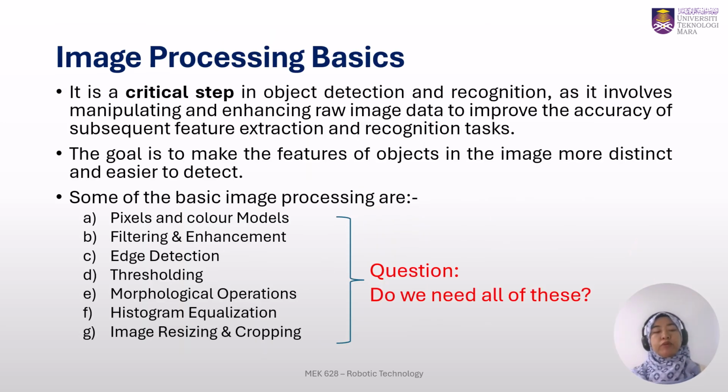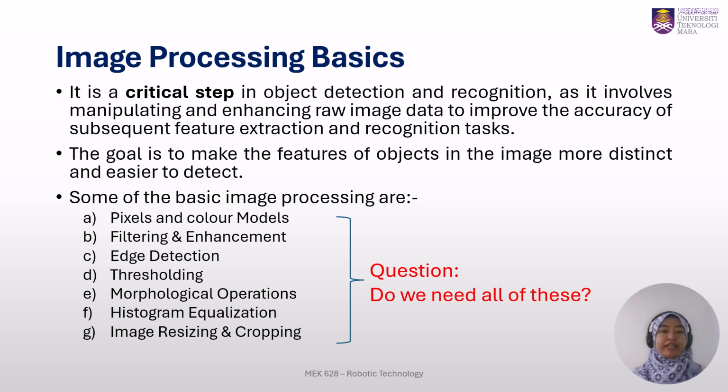So before we move further into the object recognition, we need to process the raw image first. It is a critical step in object detection and recognition, as it involves manipulating and enhancing the raw image data to improve the accuracy of the subsequent features that are useful for the object recognition task. So the goal is actually to make the features more visible or more distinct and easier for your algorithm to detect.